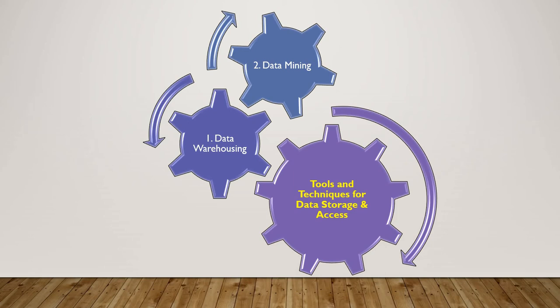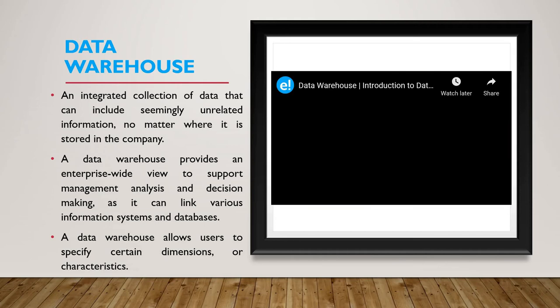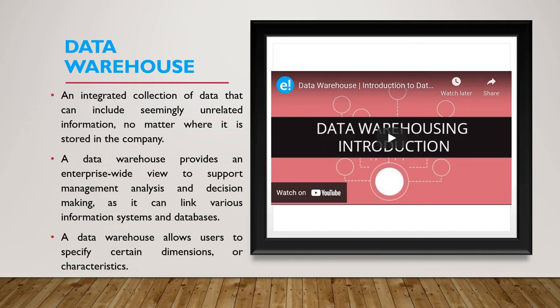Alright. So first, let's look into the data warehouse. Data warehouse is actually an integrated collection of data that can include seemingly unrelated information no matter where it is stored in the company. Itu memang ayat daripada textbook. Alright. To make it simple, to make it clear cut, okay, contoh macam ni.